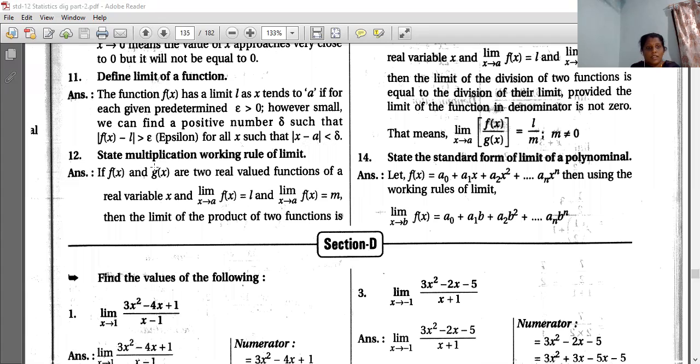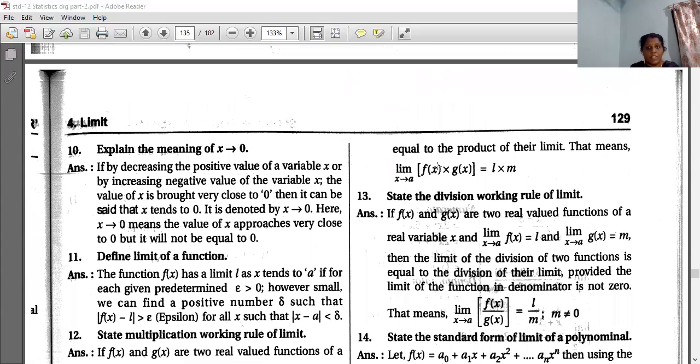Now it is said: state the multiplication working rule of limit. If f of x and g of x are two real valued functions of a real variable x, and limit x tends to a, f of x is equal to L, and limit x tends to a, g of x equal to m, then the limit of the product of the two functions is equal to the product of the limits. That means limit x tends to a, f of x into g of x equal to L into m. This is one formula you have to learn by heart.